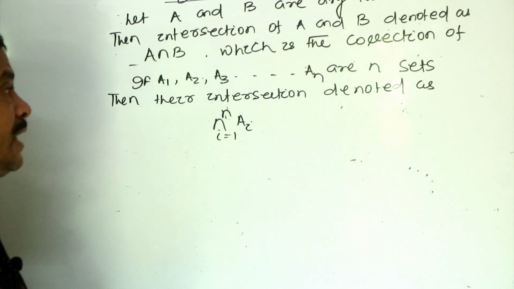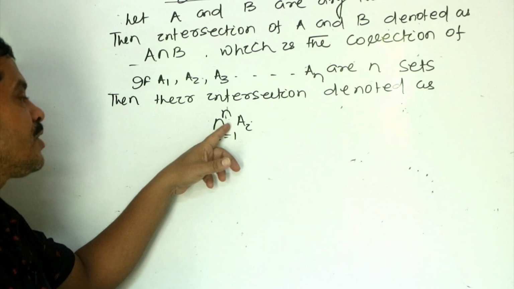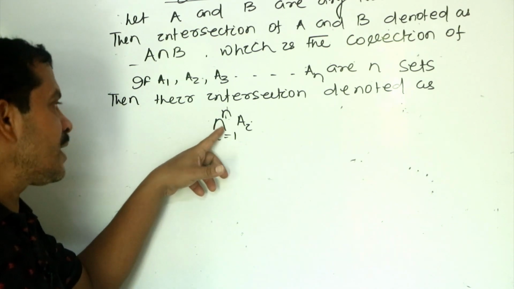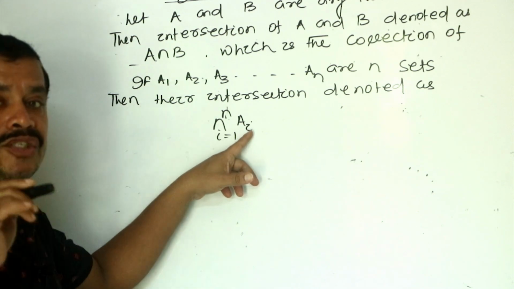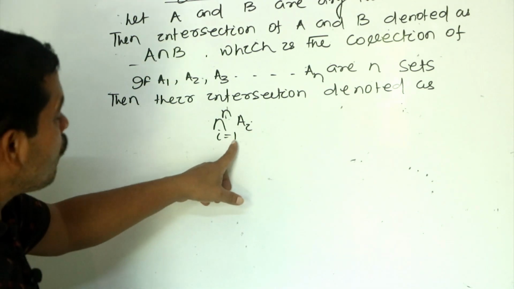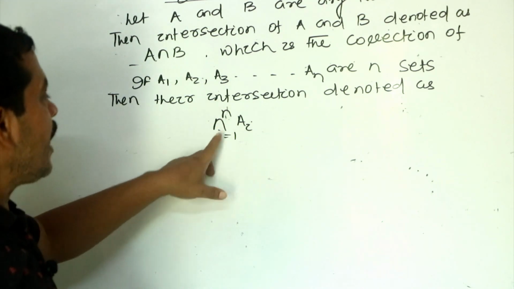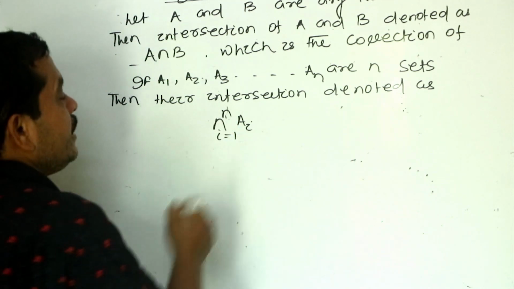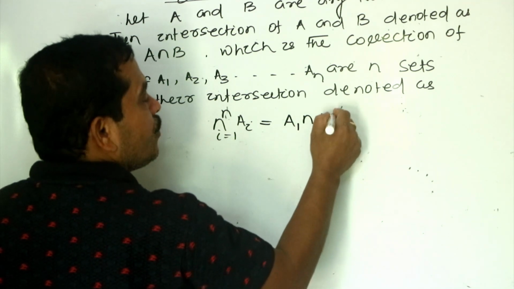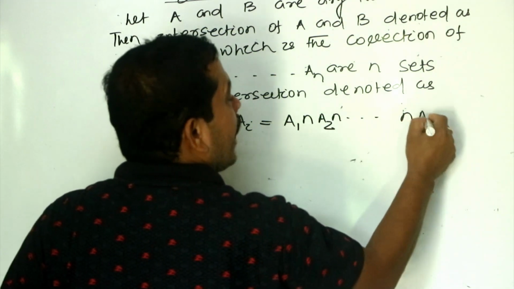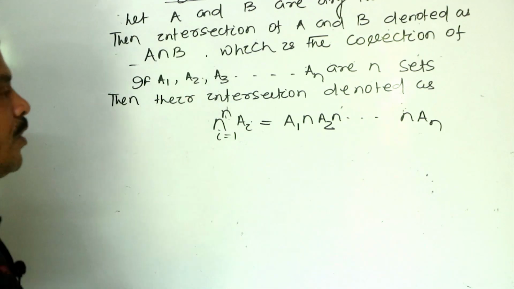We can represent the intersection of n sets by this symbol, intersection. We read it as intersection i from 1 to n of A_i. Here i is known as the suffix. i starts from 1 and ends at n. That is intersection i from 1 to n of A_i, which is A1 intersection A2 intersection up to An.